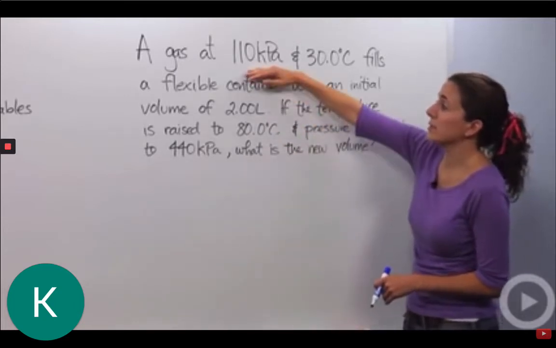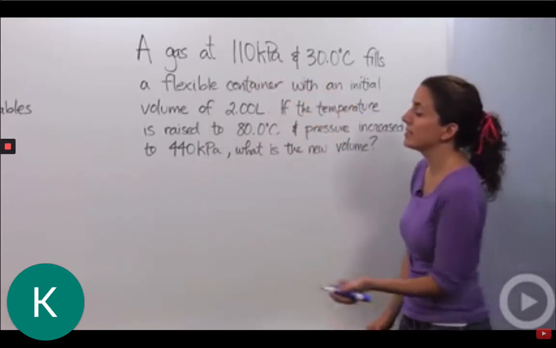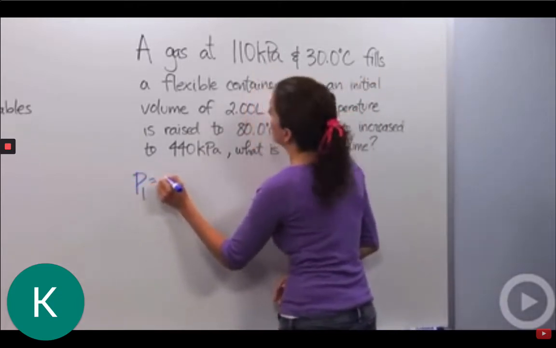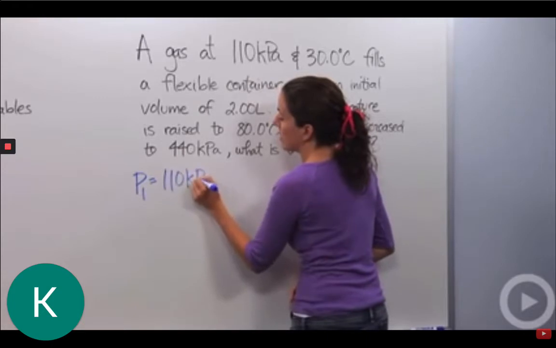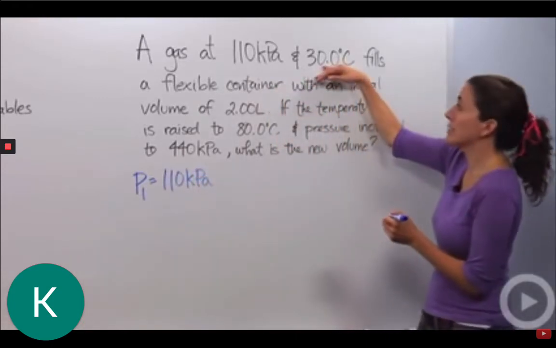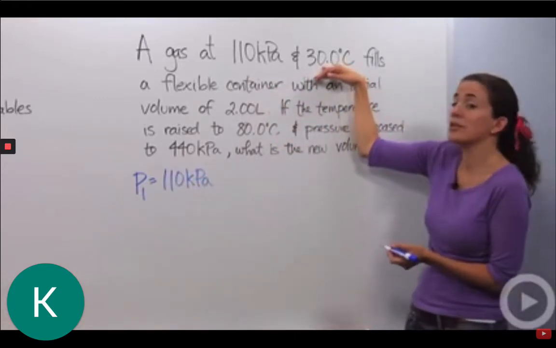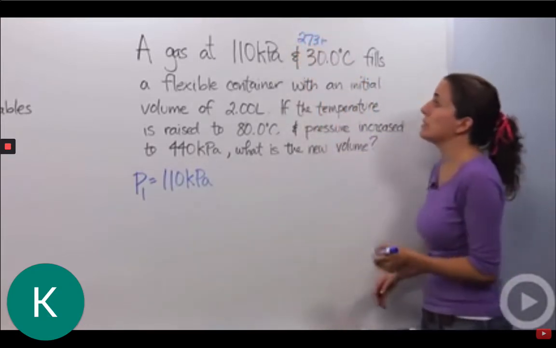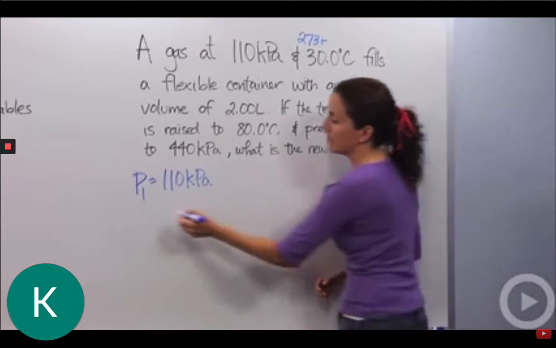So we're going to look at our first number, 110 kilopascals, and that is a unit of pressure, so we know that's our P1. Our P1 is 110 kilopascals at 30 degrees Celsius. I don't like things in Celsius, so I'm going to change this to Kelvin. So I'm going to add 273 to that, which makes it 303 Kelvin. That's our temperature.